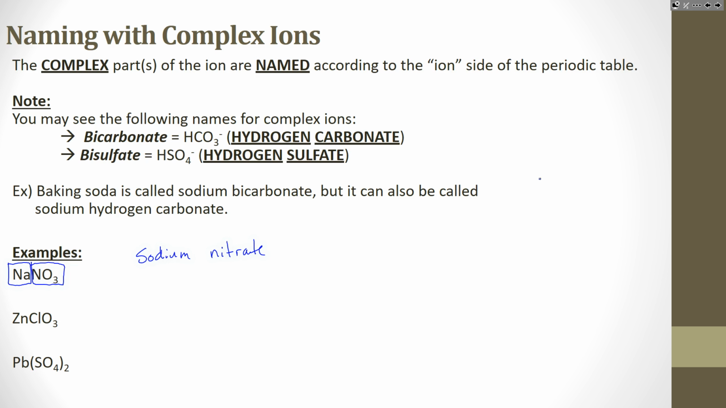Looking at the next one, I see zinc is my metal, and ClO3 is my nonmetal, and that represents something called chlorate. So I'm going to write down my two elements here. The first element is zinc. Now, zinc is a transition metal. It could have Roman numerals. It almost always has a 2+ charge. Actually, it always has a 2+ charge. So it's always zinc 2. We don't need to say zinc 2. We can just say zinc.